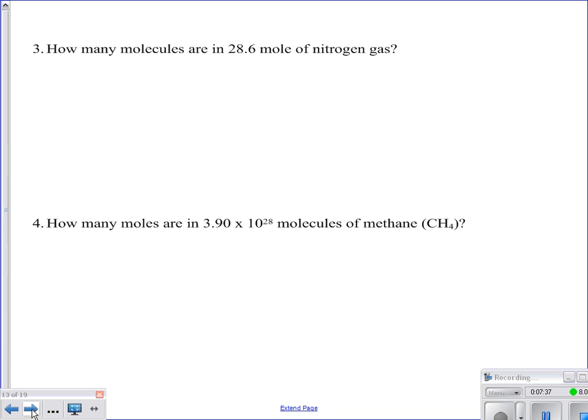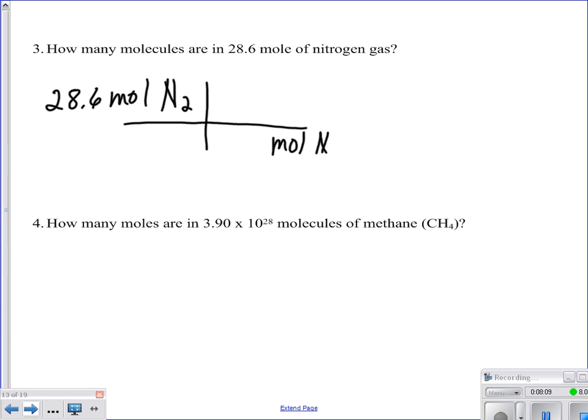Next one. We are looking for molecules, and we are starting with 28.6 moles of nitrogen gas. How do you write nitrogen? N2, because it is diatomic. Actually, if you missed that on this problem, it wouldn't hurt you. If we had a problem where you were doing something with grams, it would actually end up giving you the wrong answer if you didn't get that correct. But 28.6 moles of nitrogen, we don't want our answer in moles of nitrogen. We want it in molecules.